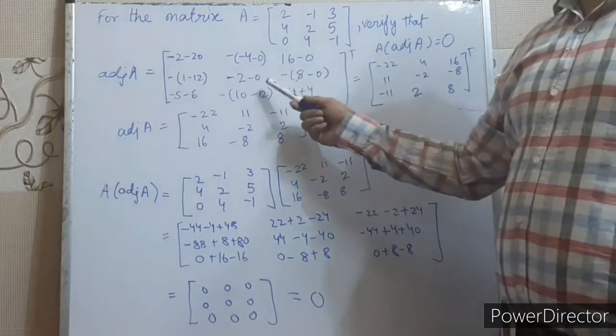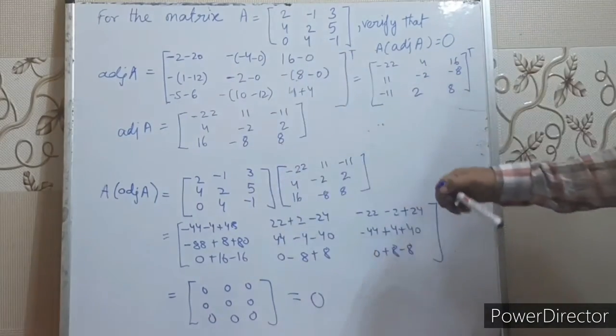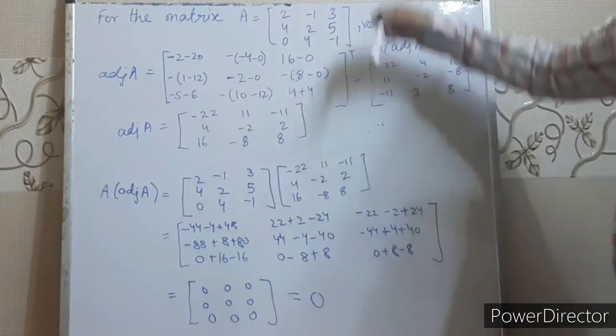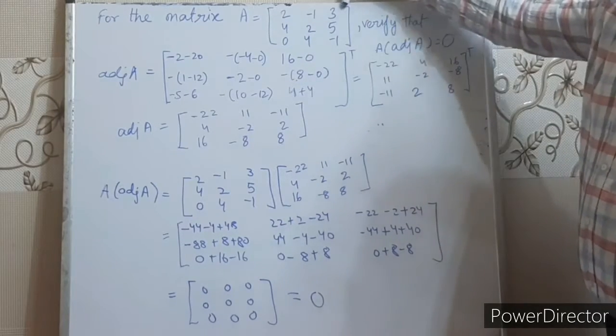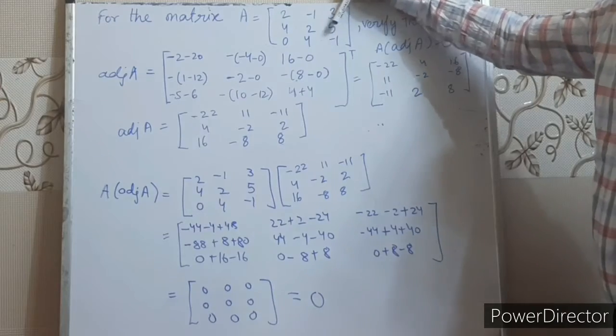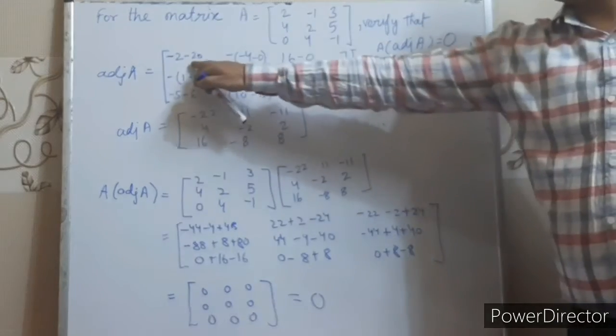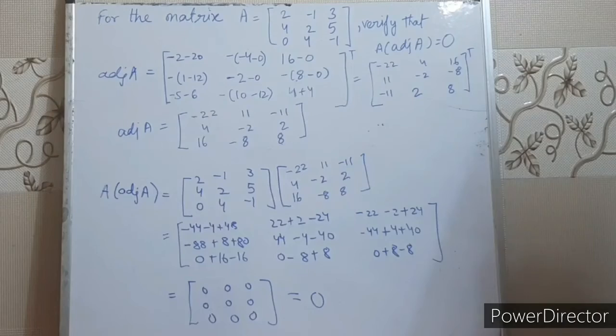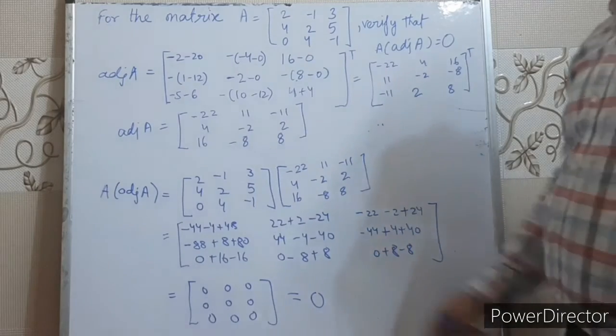So first we calculate the cofactors of every element. Suppose we are calculating the cofactor of this element, first row, first column. Then what we'll do? This row and this column will get cancelled. 2 into minus 1, minus 2, minus 20. Right? So the cofactor of this term, first row, first column is minus 2, minus 20. And it has a plus sign.